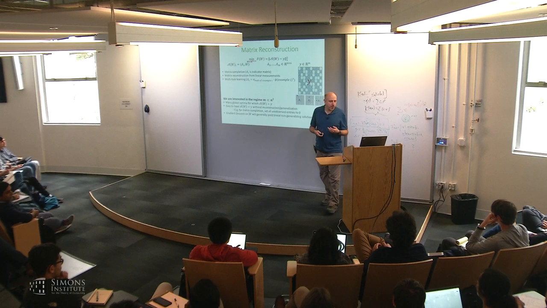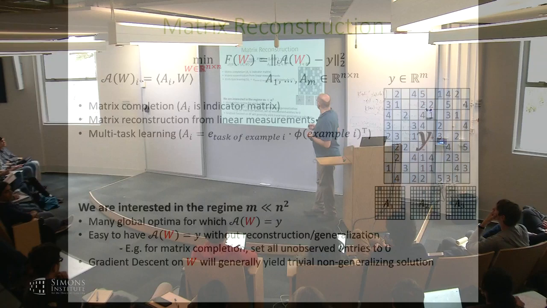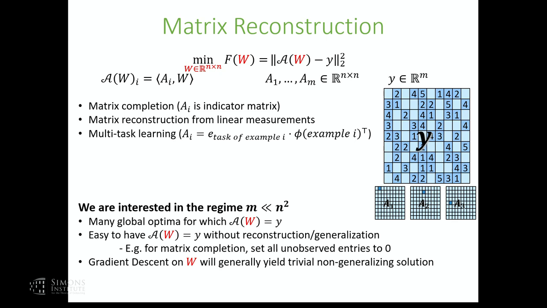Of course, this is not the only global optimum. There are many global optima of this optimization problem. You can complete the observed entries and put the Fibonacci sequence anywhere else, or complete the observed entries and put 70-30 everywhere else. There are lots of global optima. The question is which global optimum you are going to get to. If you run gradient descent on W, you're actually not going to get to a very interesting global minimum.